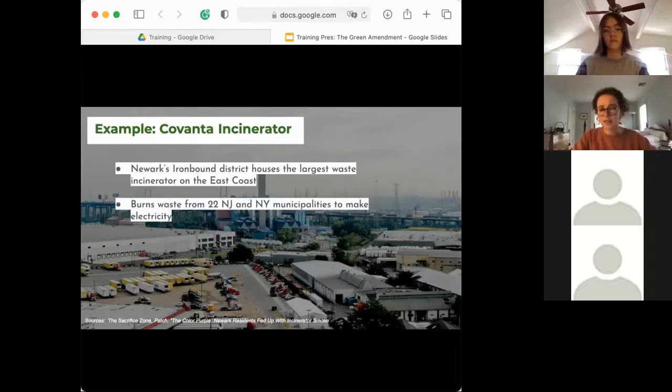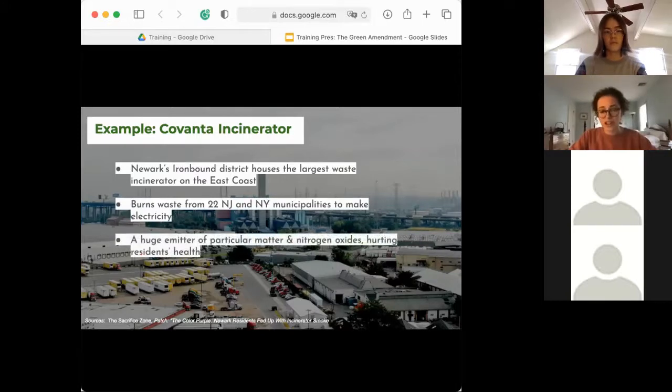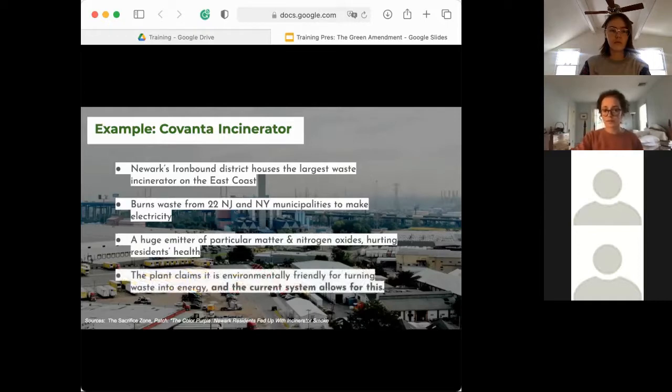However, it is really a huge emitter of particulate matter and nitrogen oxides, drastically hurting the residents' health. Ironbound residents suffer from high rates of asthma, respiratory diseases, and other ill effects, including higher COVID rates. And this is just one of the many polluters in the Ironbound's air. So the plant claims that it is environmentally friendly for turning waste into energy, and the current system allows for this.